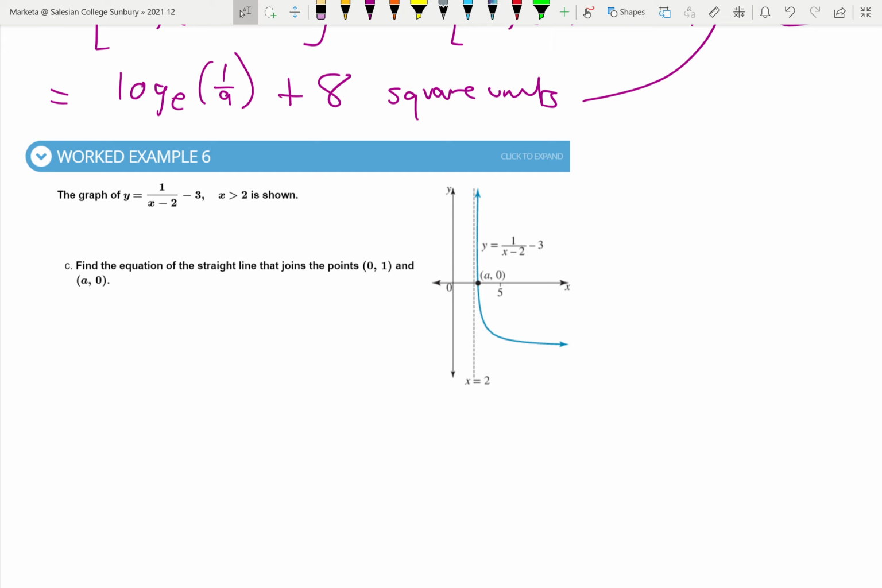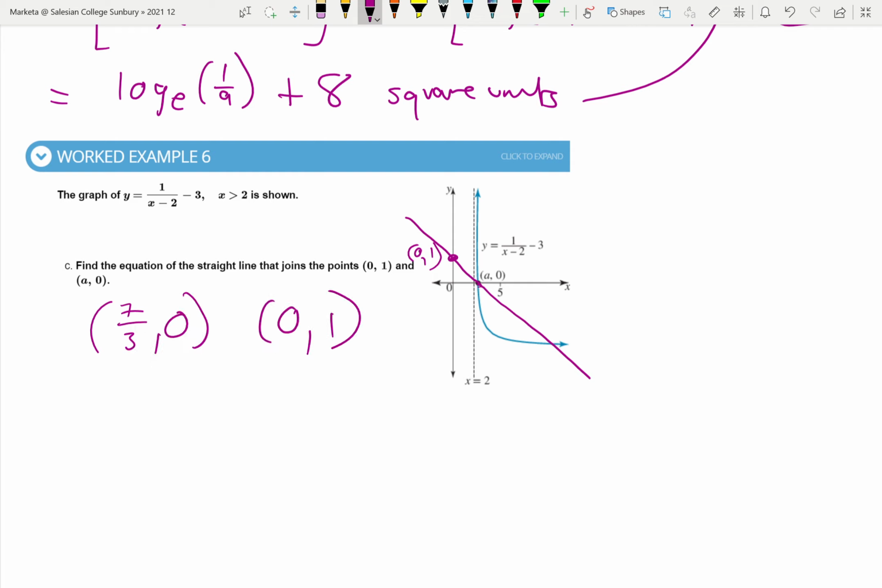Find the equation of the straight line joining the points 0, 1 and A. Okay, so let's pretend, for the sake of drawing the graph, the line, let's draw it like this. So this is 0, 1. And the equation of the straight line, okay, so we know that A is 7 on 3. And there's our other point.